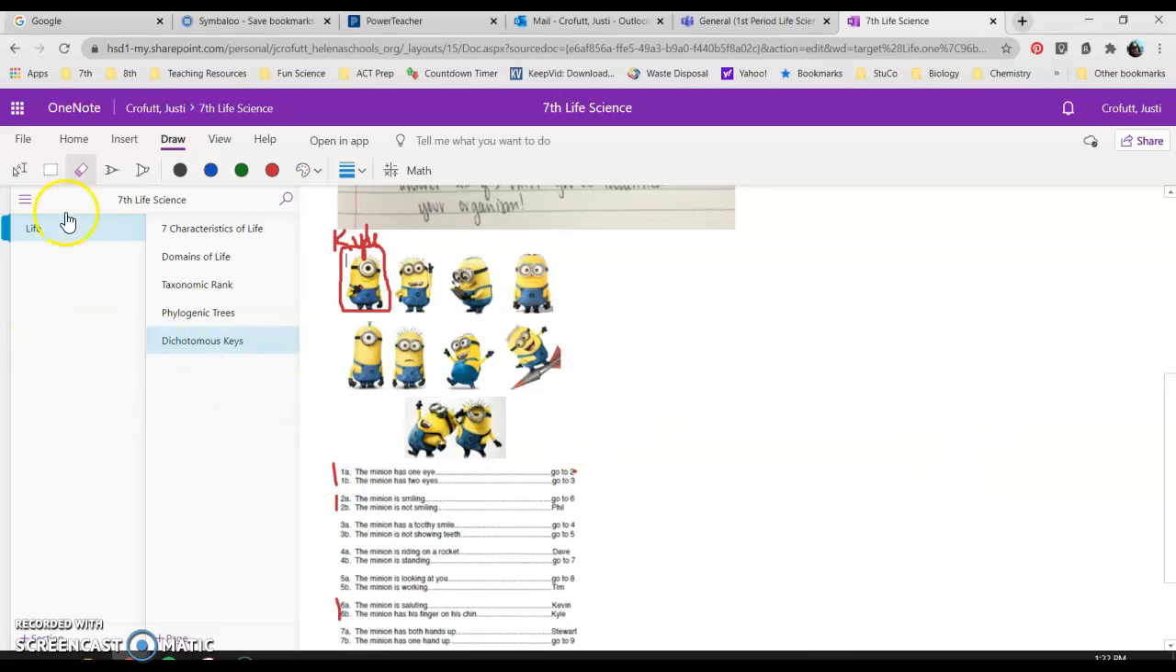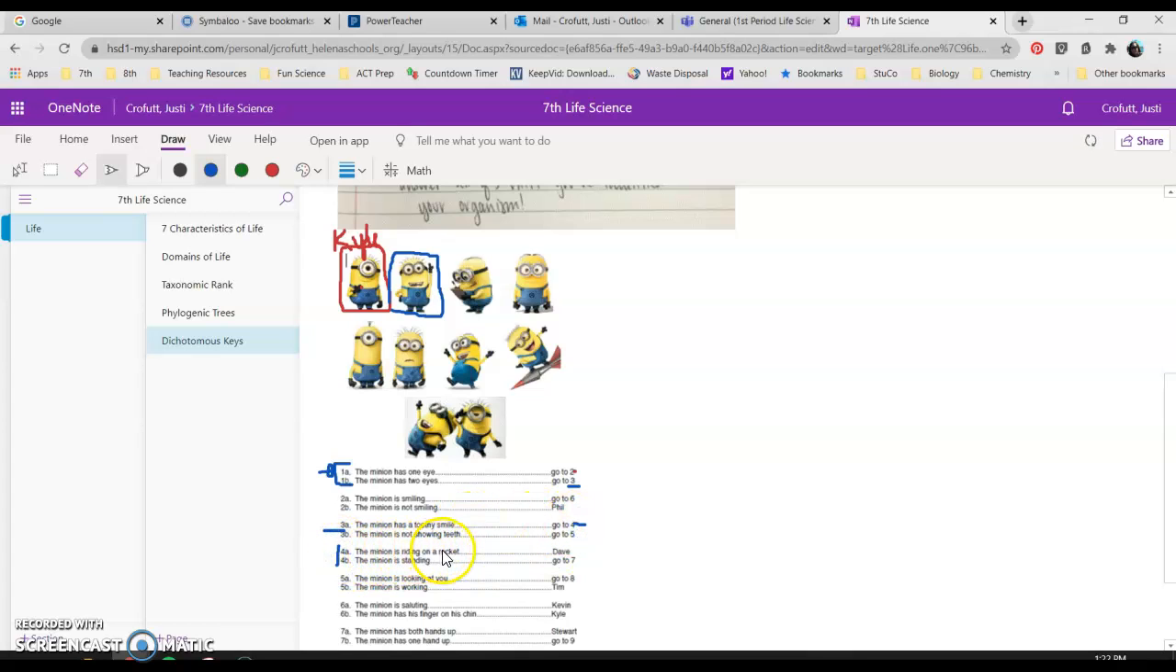I'm going to erase the little marks I've made, and I'm going to use blue for this next one. This is our second minion to identify. Even though we're on our second organism, we start on question 1 every time. The minion has 1 eye or the minion has 2. He has 2 this time, so it's going to take us on a different pathway than last time. We're going to go to question 3. Question 3 says the minion has a toothy smile or is not showing any teeth. Looks like we can see some teeth there, so we're going to go to question 4.